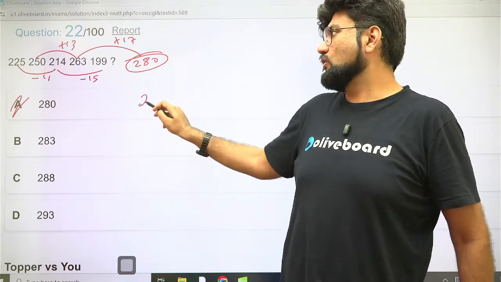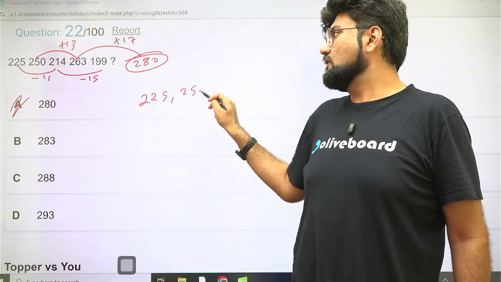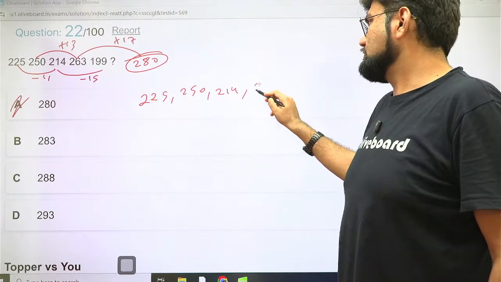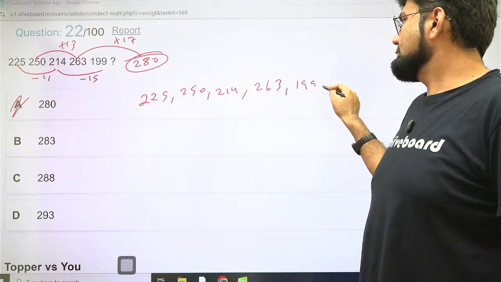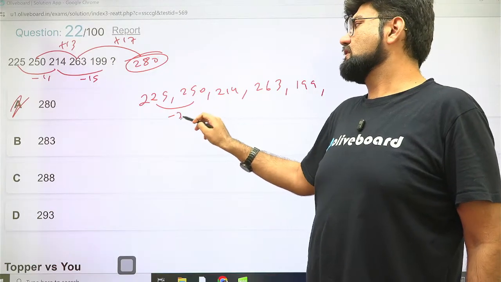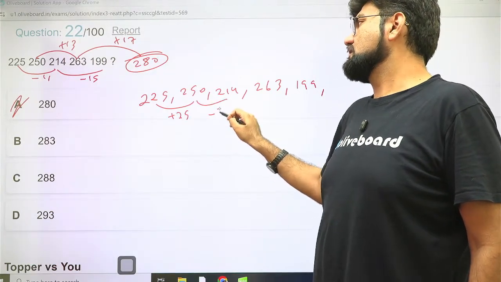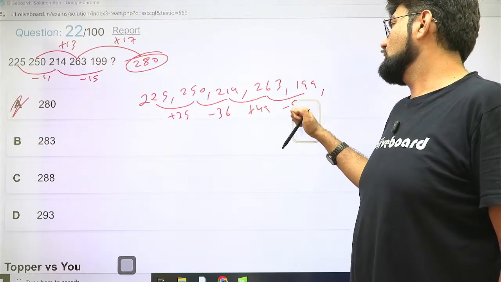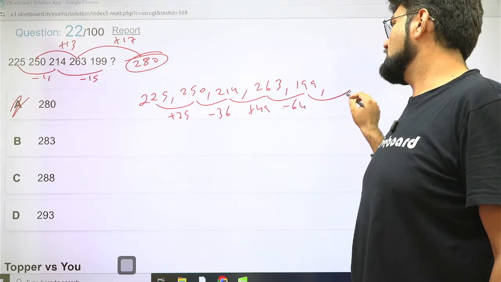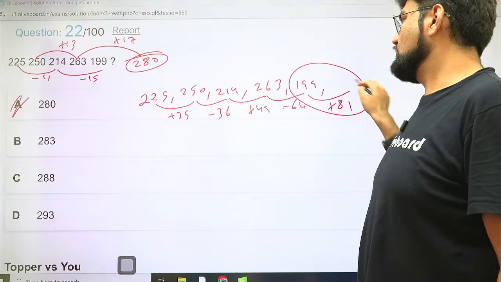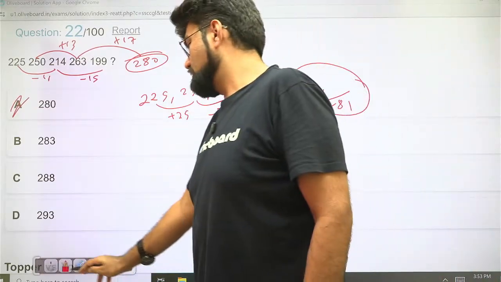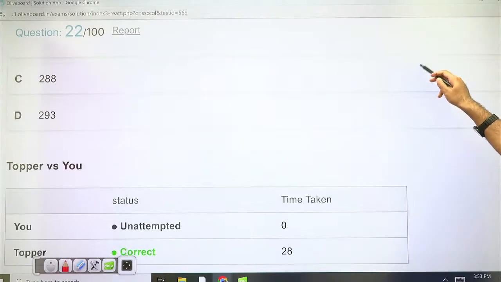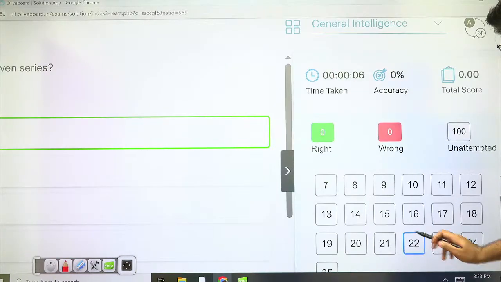What is the actual logic? Look at the actual logic now. 225, 250, which most of you might not have thought of. So the difference here is plus 25. Difference here is minus 36. Difference here is plus 49. Difference here is minus 64. The difference here has to be plus 81, which will again give you 280. They are all perfect squares. Perfect squares alternatively being added and subtracted. 28 seconds. Good job. Next.